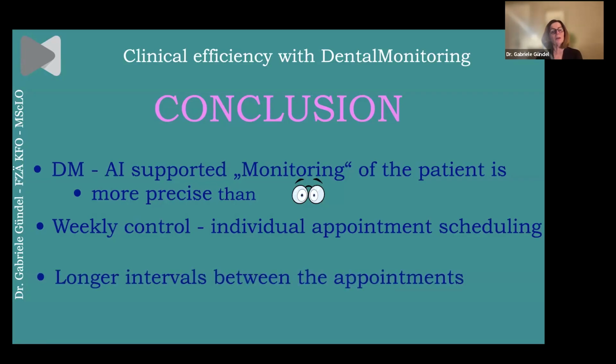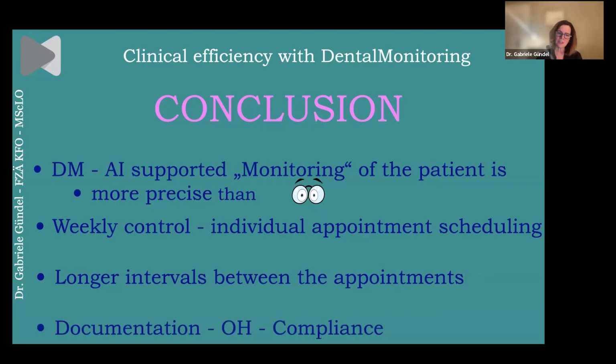Definitely, we have longer intervals between the appointments, not every 4 or 6 weeks. We have appliances which are active over 8 weeks: elastic chains, arch wires, everything is really active for at least 8 weeks. Sometimes we see our patients every 10 weeks, and we give aligners for at least 10 to 12 weeks. If there is something to do, we see it with the dental monitoring concept. And we have good documentation about the oral hygiene and the compliance.